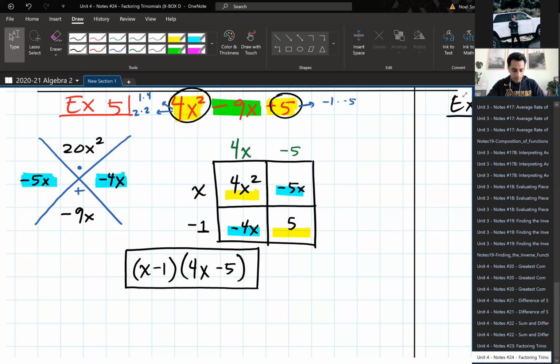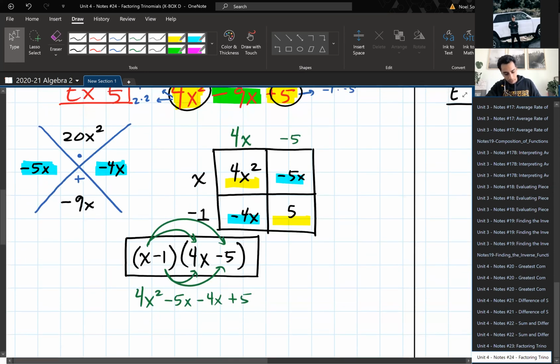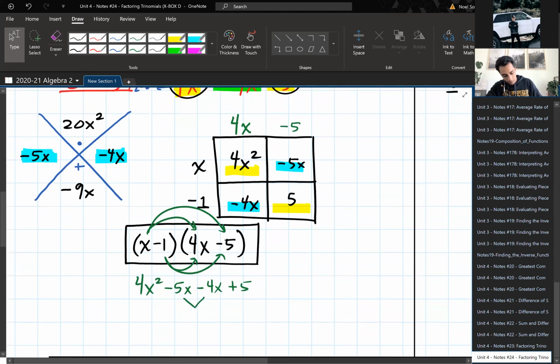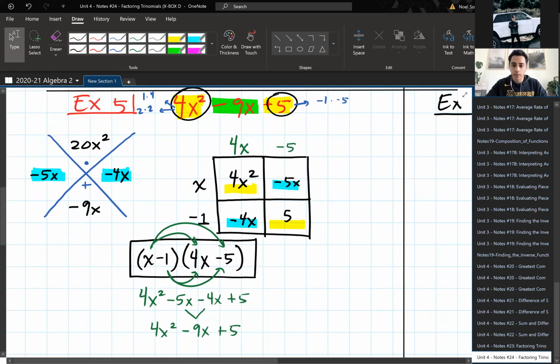We typically don't do that because it does use up a bit of time, but you can check your work by just, okay, I'm gonna FOIL. Okay, x times 4x, 4x squared. x times negative 5, negative 5x. Negative 1 times 4, negative 4x. Negative 1 times negative 5, positive 5, right? So all I have to do now is combine the like terms and just double check that the factored format does give us the original polynomial, okay?